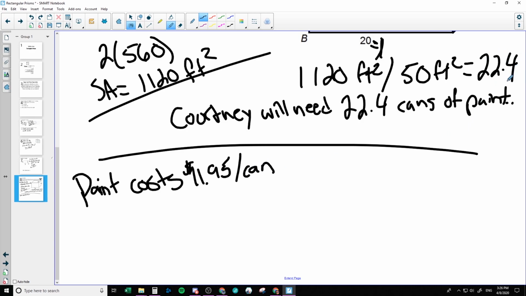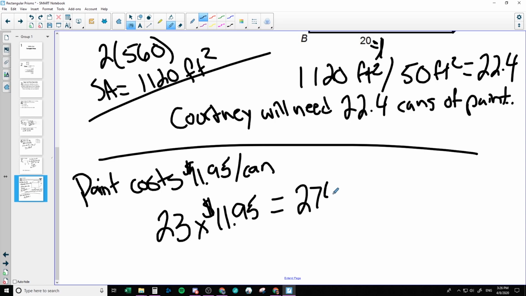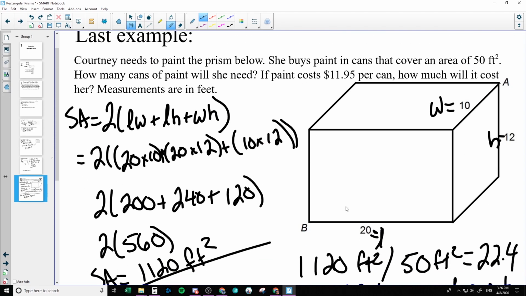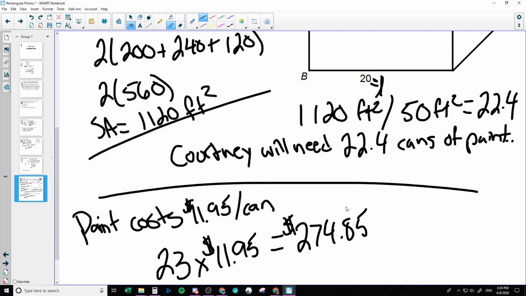Now here's the thing. Courtney can't buy 0.4 of a can of paint, so she's going to need to buy 23 cans of paint. This is just one of those critical thinking things, okay? 23 times $11.95 gives us $274.85. So this is how much money she's actually going to spend on paint to cover this prism with paint, which is a relatively large prism, and I will say this is very inexpensive paint. I don't know that I've ever seen a can of paint that costs $11.95 a can.